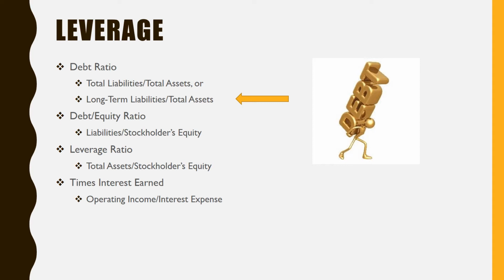Don't correct them if they call it debt equity ratio, debt to total assets. But most books call one a debt equity ratio, one a debt ratio, and one a leverage ratio. They're just different ways to see how much debt you have.